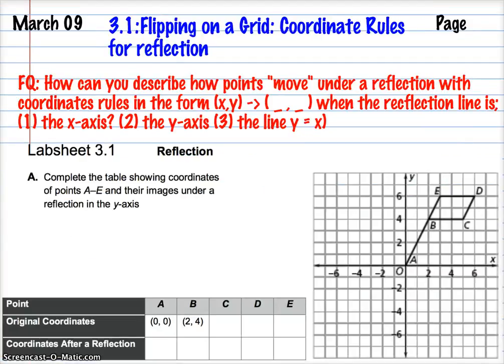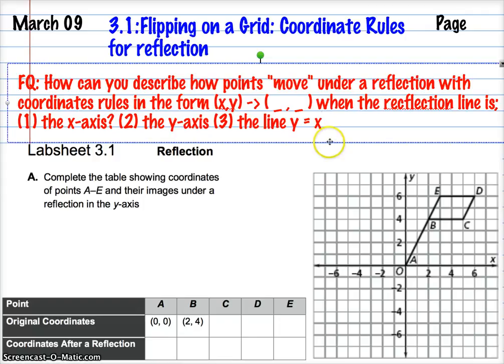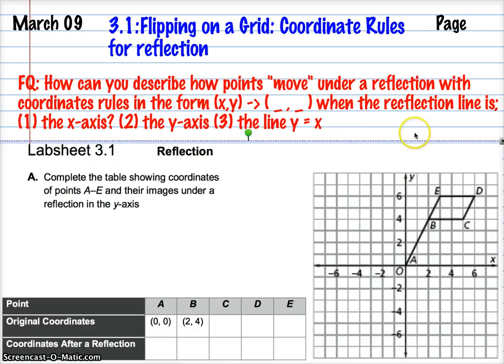Okay, so 3.1, Flipping the Grid, coordinate rules for reflection. The question states, how can you describe how points move under reflection with coordinate rules in the form (x, y) arrow to whatever the new (x, y) points are, when the reflection line is 1, the x-axis, 2, the y-axis, and 3, the line y = x. Sorry, there shouldn't be a parenthesis there. So we're going to look for 3 lines, okay? And I'll briefly just draw the lines here.